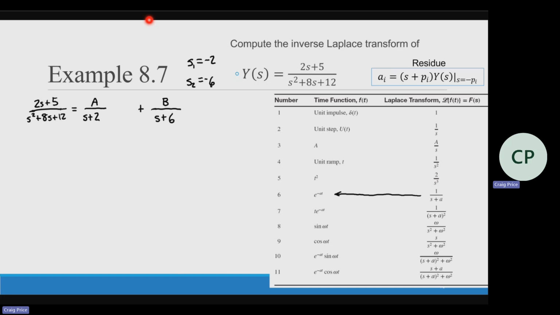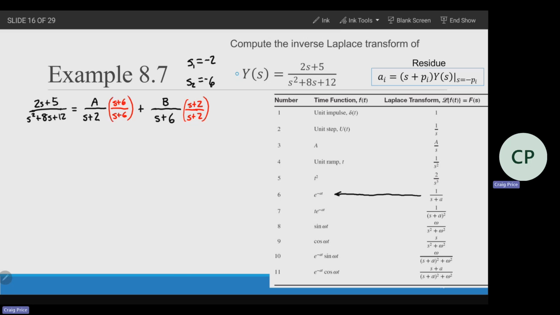Now just remember that these partial fractions have to add up to get the same denominator here. We want them to have the same denominator, so we have to multiply by each other. So this would be like s plus 6 over s plus 6. This would be s plus 2 over s plus 2. So this is how we can get a common denominator and solve for those two constants.